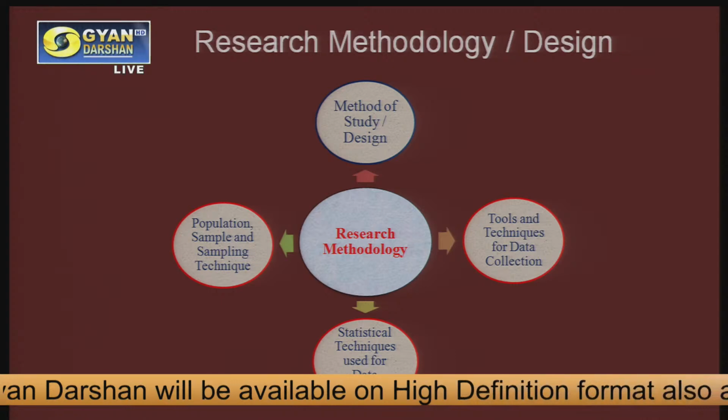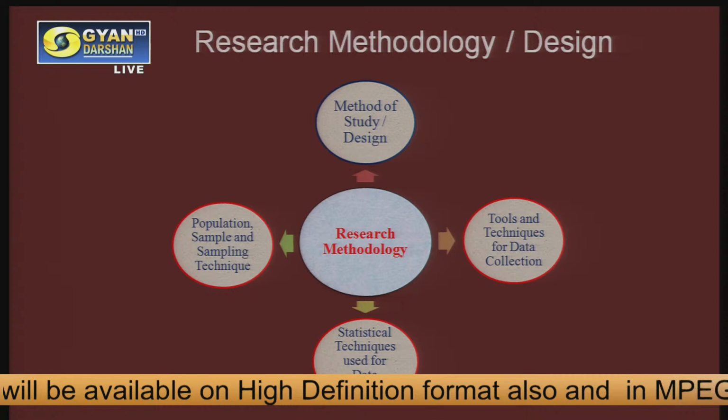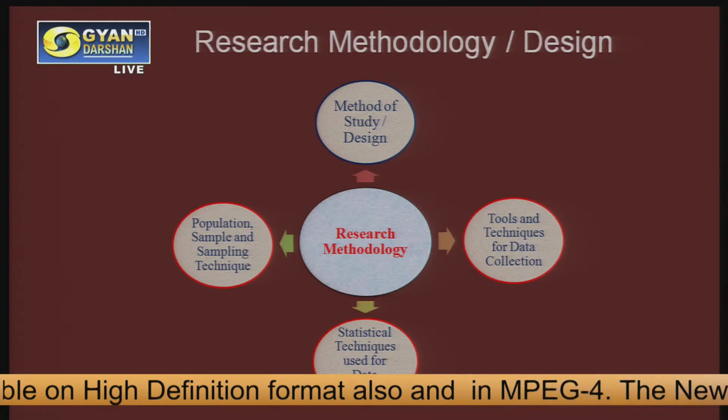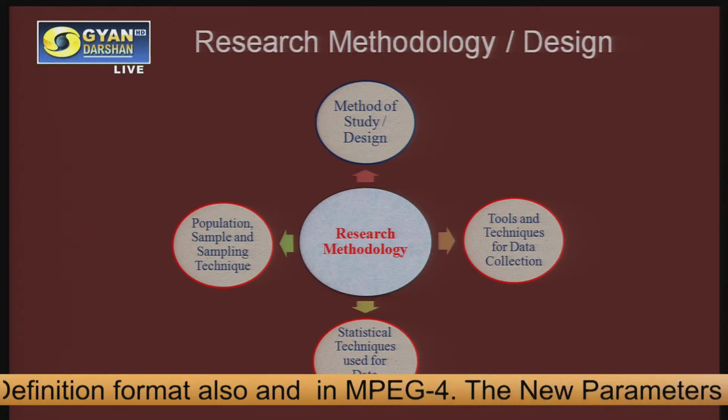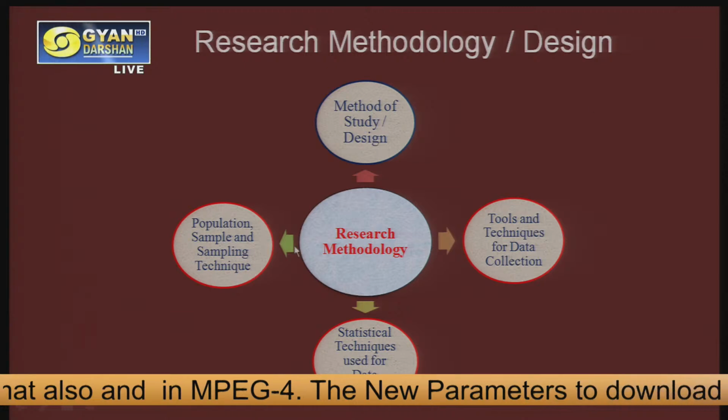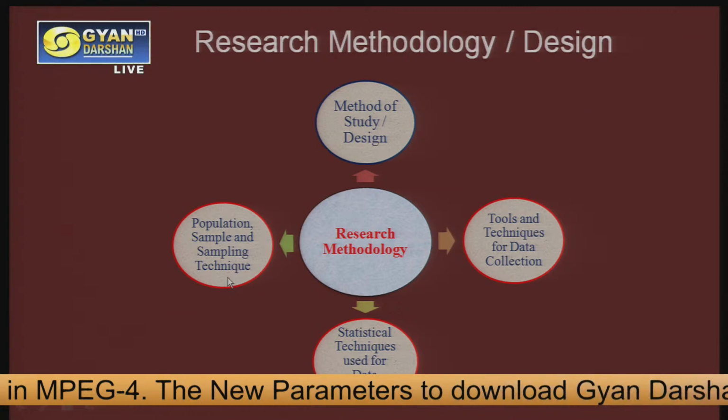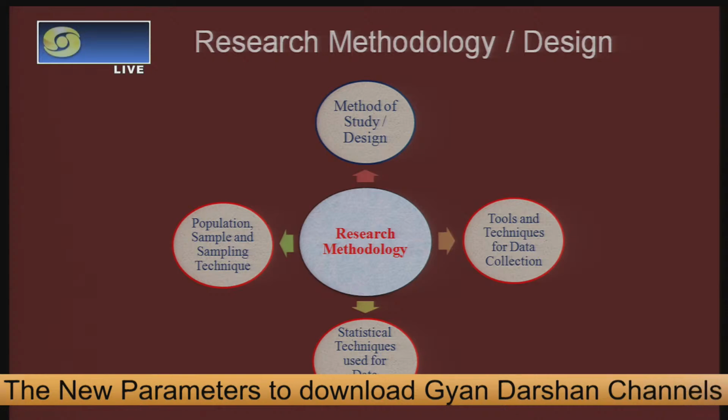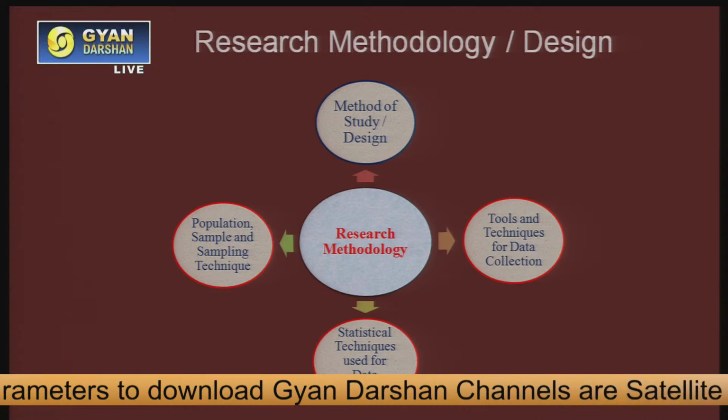And the second important aspect that comes under the research methodology is the population, sample and sampling technique. Population, sample and sampling technique. So here, for conducting a survey research or a type of experimental research, what you will be doing, you will be identifying one area first.